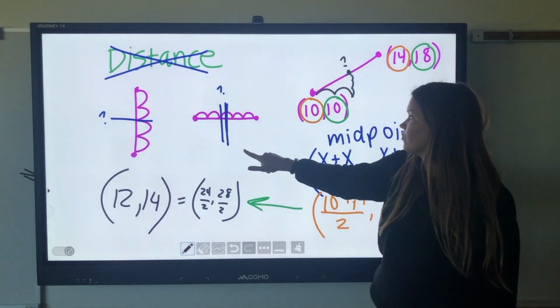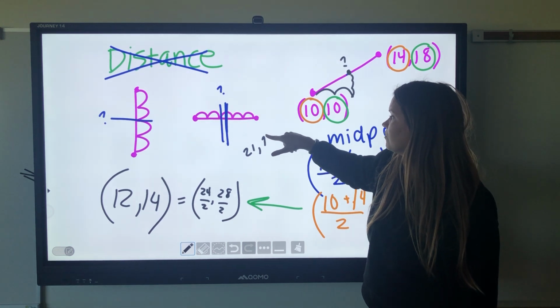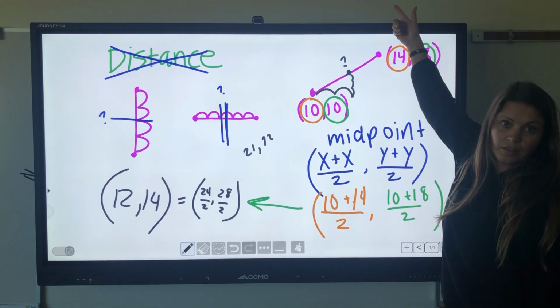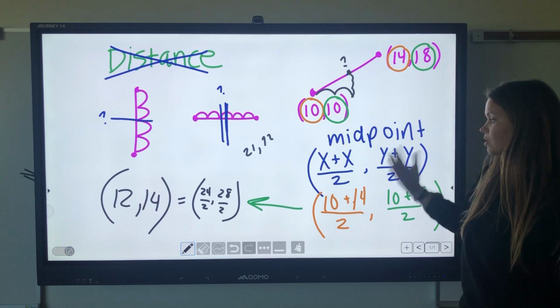So don't have a crazy answer like (21, 72) that's clearly not in the middle. You know, you can check your work by looking at the visuals.